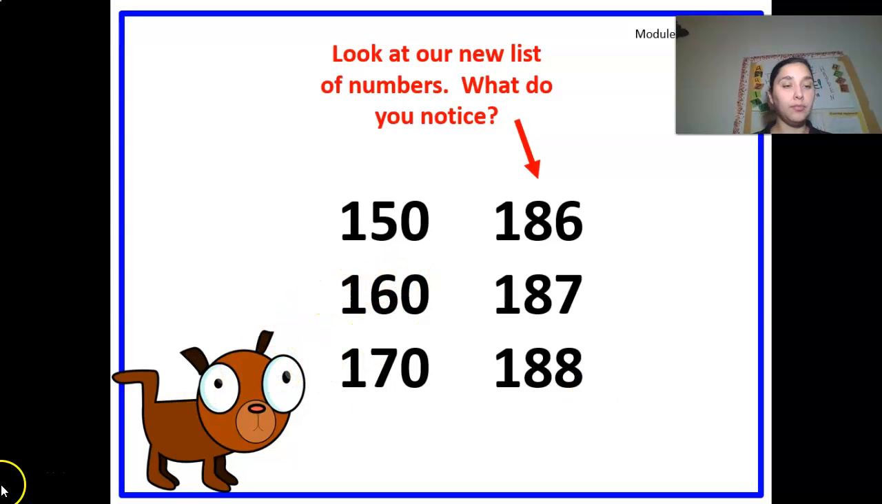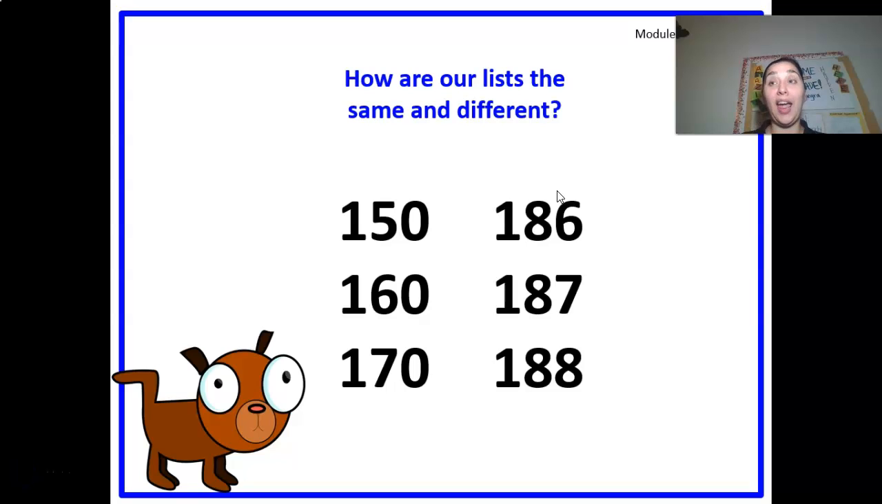Okay. I want you to think and look at it. Look at our list. How are our lists the same and how are they different? I'm going to give you some think time and I want you to really look at the numbers. We're comparing the two lists, boys and girls. Let me start listening. What are some things that are the same?